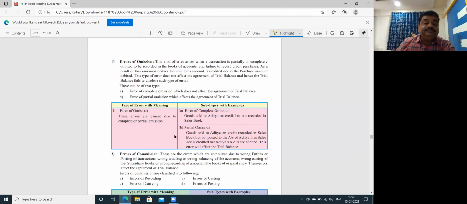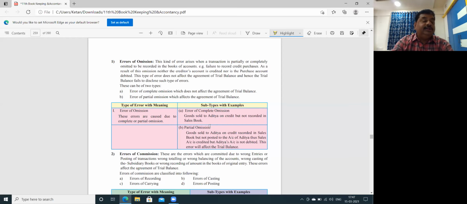अभी मैंने आपको बोला था. Now, types of errors with meaning. Errors of omission. These errors are caused due to complete or partial omission. Subtypes of the exam, with example. Error of complete omission: goods sold to Aditya on credit but not recorded in the sales book. हमने record किया ही नहीं.